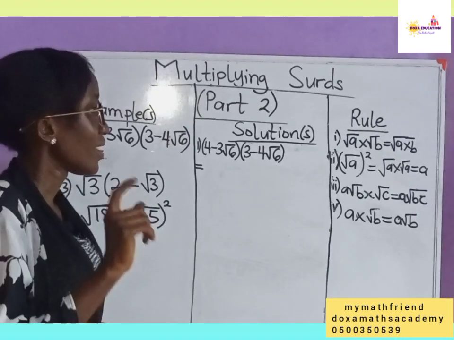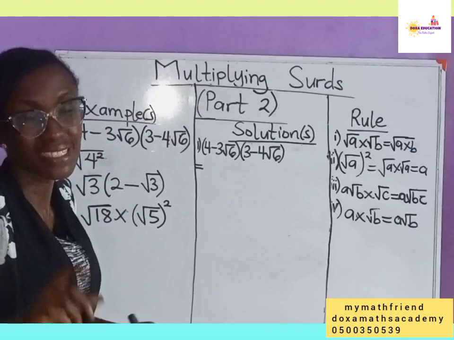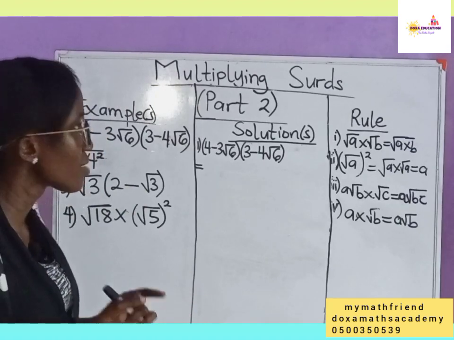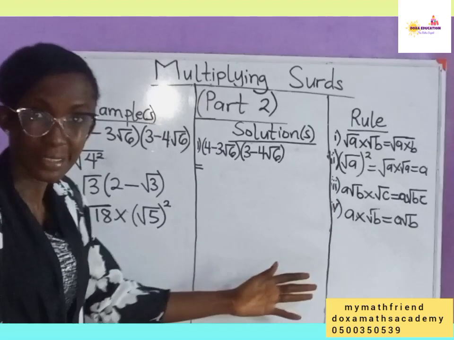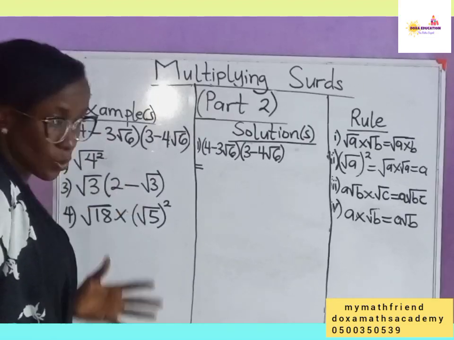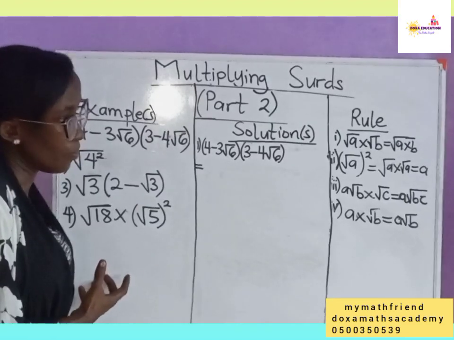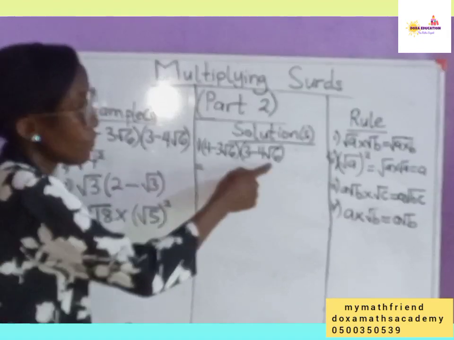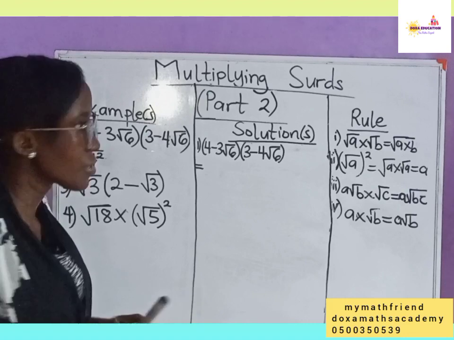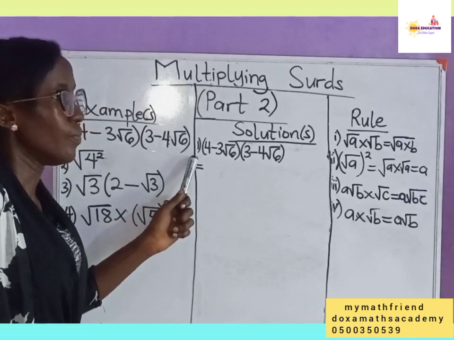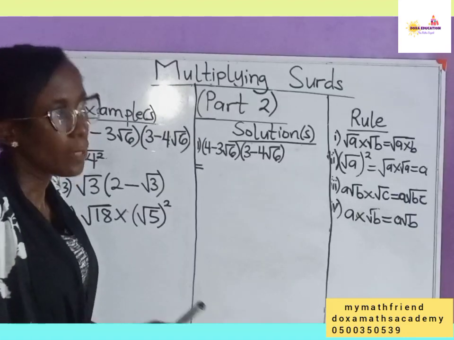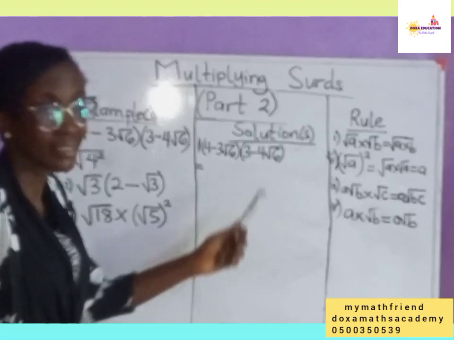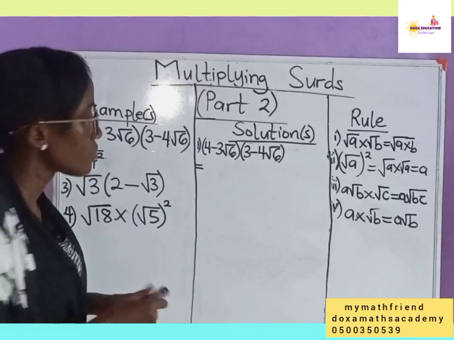In this lesson, we shall be looking at the second part of multiplying surds. Good. There are rules that guide us. So these examples over here will help us to better understand these rules. The first example, we have two brackets multiplying themselves. Okay, so each term in the first bracket multiplies the second bracket.